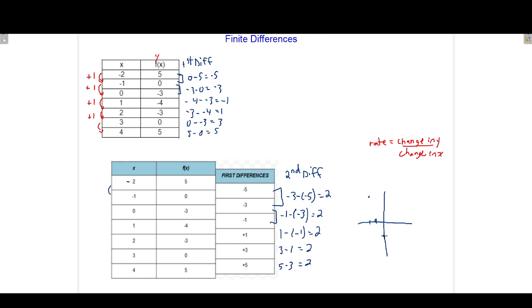When x is 1, y is -4. And when x is 2, y is -3. So we see that we just found the vertex. And when x is 3, y is 0. And finally, when x is 4, y is 5. So we get this kind of symmetrical looking parabola.